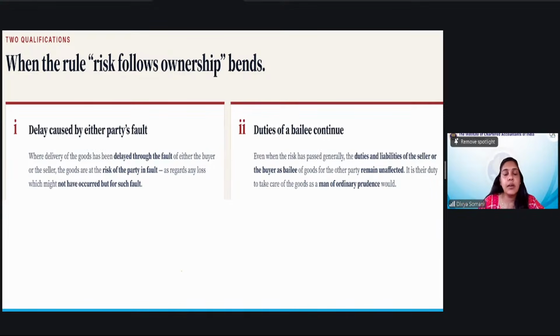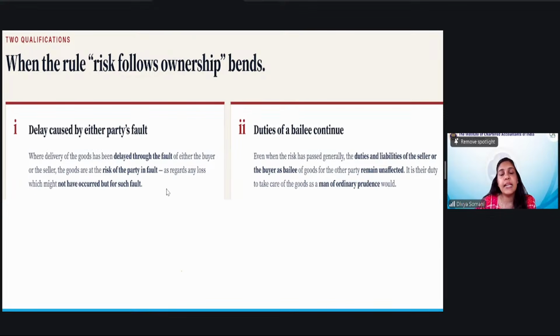So if it is the seller's fault, that he had delayed it purposely or for any reason of his own, in that case the seller will bear the loss. And if it is due to the delay caused by the buyer, then in that case the buyer will bear all the loss. So that is what is meant here.